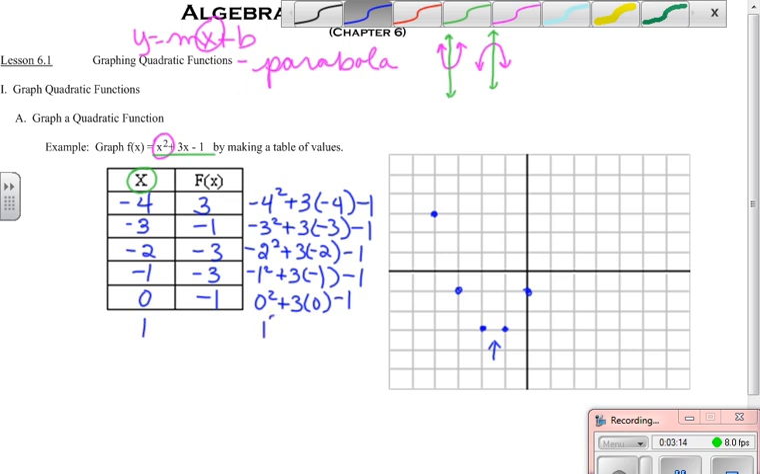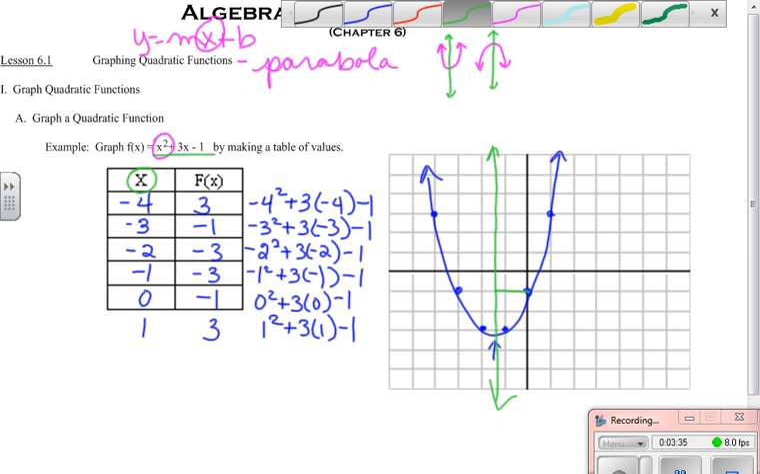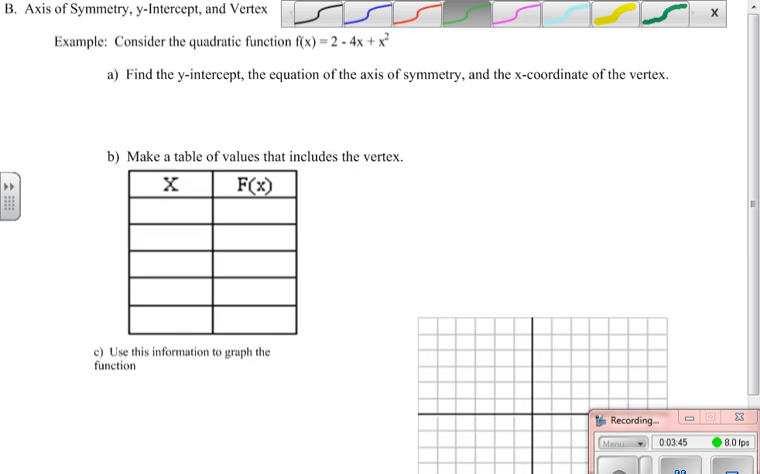1 squared plus 3 times 1 minus 1. That ends up being 3. And we see this nice curve emerging with a nice line of symmetry somewhere about there, where this distance and this distance are equal. Well, it would make our jobs a lot easier if there was a shortcut to finding those things. And this is what this is.